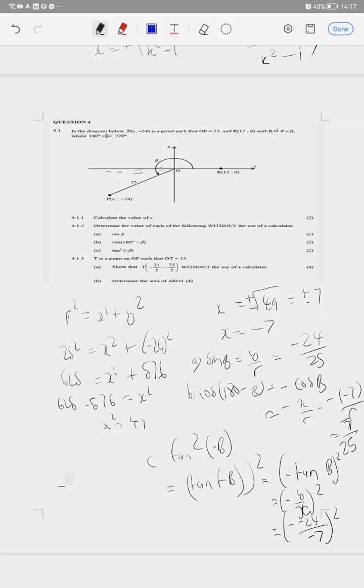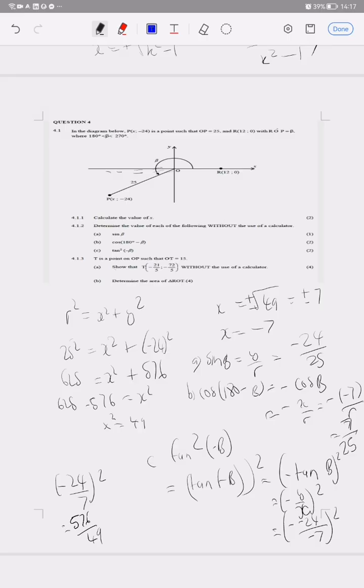I will have negative 24 over 7 squared. So when you punch it on your calculator, you'll be having 24 over 7 squared, so it's just 576 over 49. 576 over 49. Right, so then what does it say?